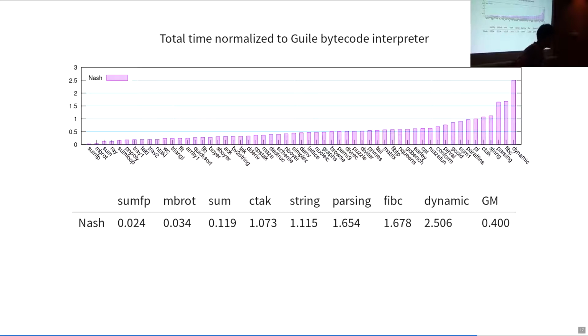The top 3 benchmarks with improvement rate were sumfp, fibfp and mbrot. Sumfp ran about 40 times faster and mbrot about 30 times. These two programs contain a tight loop with floating point numbers. And Nash could perform the computation in the loop without boxing the floating point numbers. But in Guile and typical Scheme implementations, those floating point numbers are implemented as heap objects, so it takes some time.